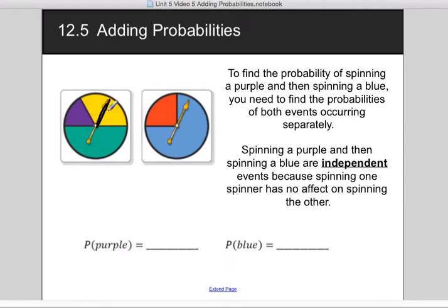Purple is not divided up very well, but looking at it, the purple is approximately 1/6 of the spinner. Now if we look at the blue, this one's maybe a little easier to see. I could divide it into fourths, and there are 3 out of 4 blue. And they're independent, like I said, because what happens on this spinner does not affect what happens on the other spinner.